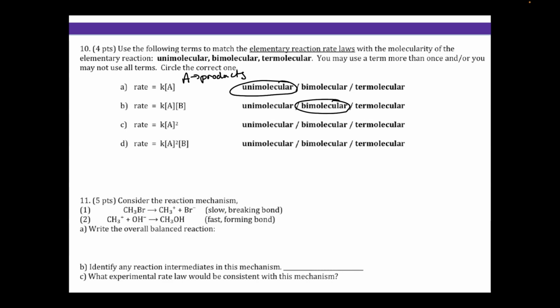The third one, it's k[A]^2, so this is like that example I showed, A plus A goes to products. This is also bimolecular, it's two things colliding. And similarly for D, [A]^2 times [B], that must be termolecular. This is like 2A plus B goes to products is what that step is describing.